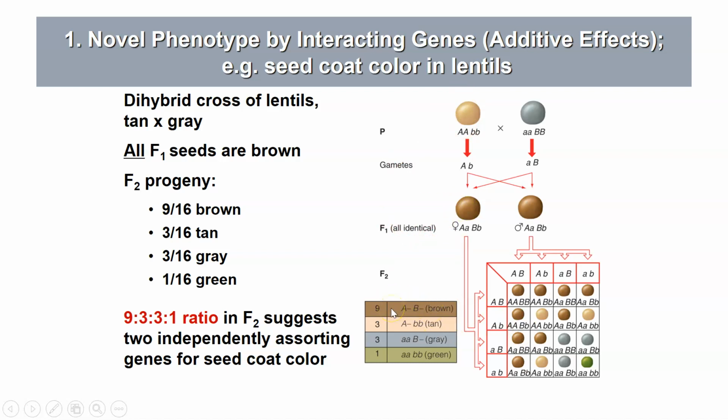So 9/16 having both dominant alleles produces the brown phenotype. So that's what we saw in the F1. Having only dominant for A produces the tan, only dominant for B produces the gray. Being homozygous recessive for both pops up even a new phenotype, green. All right, this is a departure from Mendelian expectations because these new phenotypes crop up, brown and green.